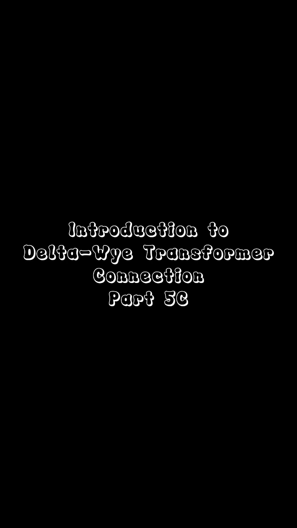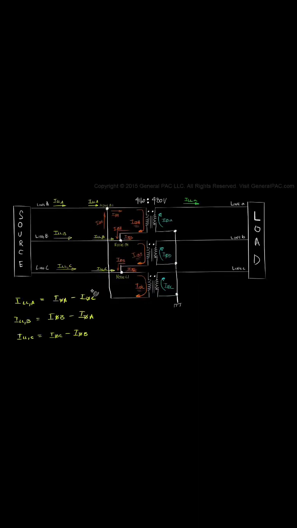Introduction to Delta-Wye transformer connection, part 5C. This part will continue to do a phasor analysis and look at what the relationship is between line current and phase current. In the last part, we looked at the phasor analysis between line current A and phase current A and phase current C. And we saw that line current A compared to phase current A has a magnitude difference of square root of 3, and there's a phase difference of 30 degrees between the two currents.